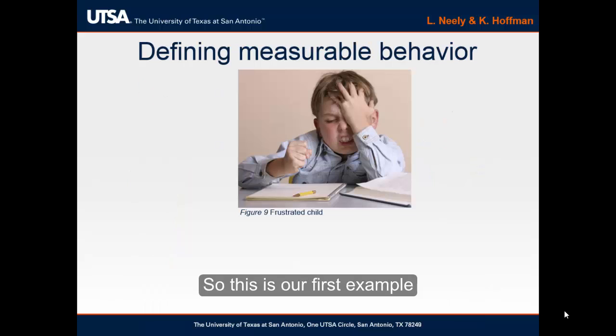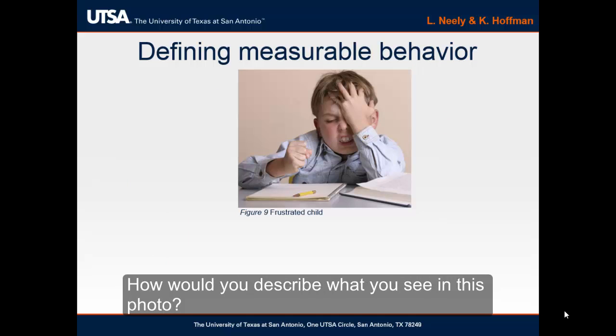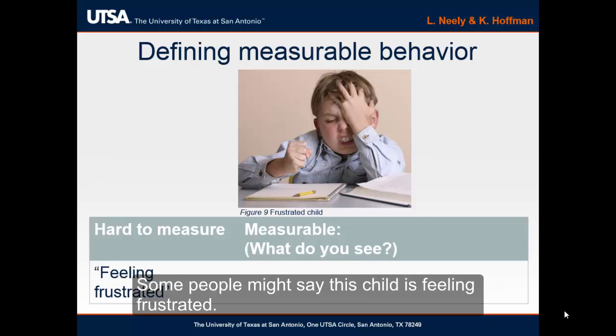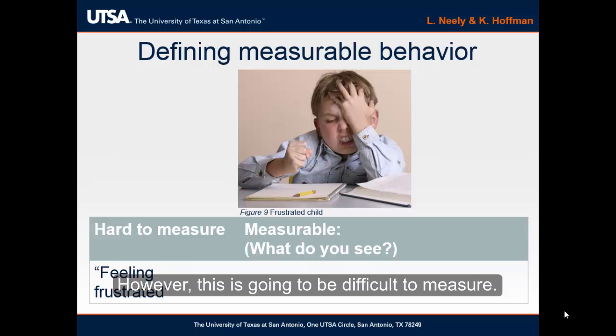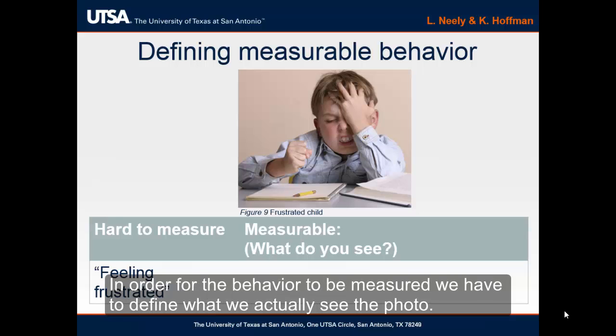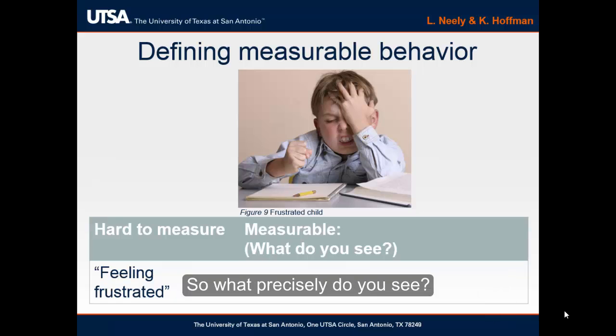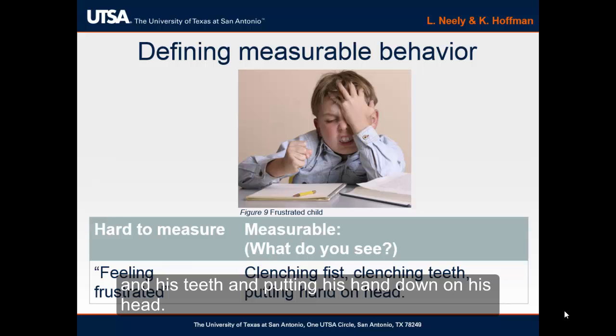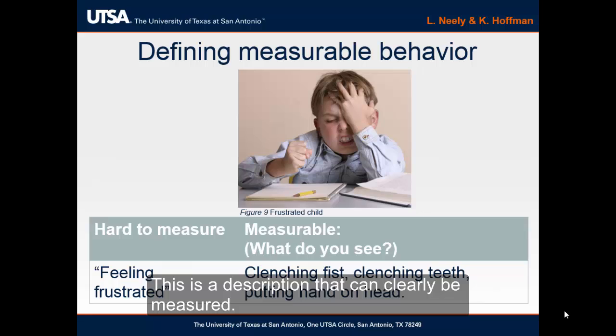So this is our first example. How would you describe what you see in this photo? Some people might say this child is feeling frustrated. However, this is going to be difficult to measure. For example, feeling frustrated might look different for each person. In order for the behavior to be measured, we have to define what we actually see in the photo. So what precisely do you see? Well, you see a boy who is clenching his fist and his teeth and putting his hand down on his head. This is a description that can clearly be measured.